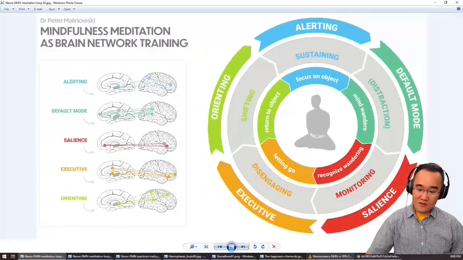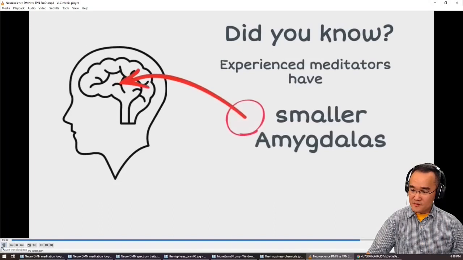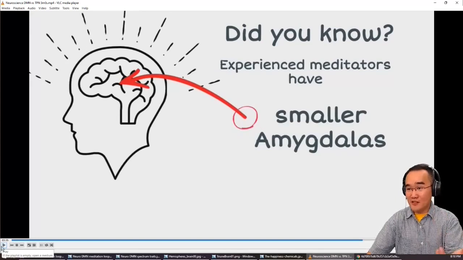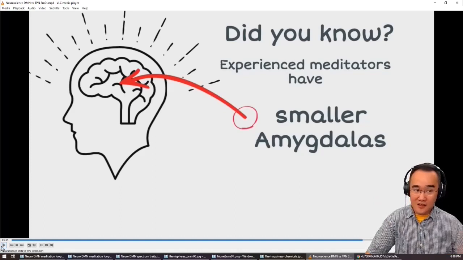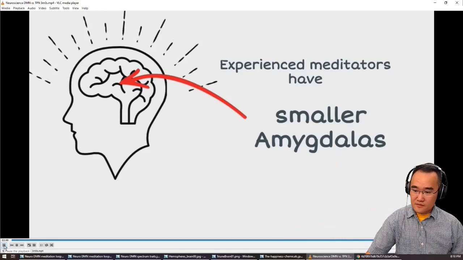A little simplified, but good enough. Experienced meditators have been found to have smaller amygdalas and more gray matter. So people who have a regular meditation practice, I think there are studies that said six weeks or a couple of weeks of meditation practice can have a significant decline of amygdala and more gray matter. The amygdala is responsible for stress. And so this change in structure of their brains means that they are able to react differently to the stresses and strains of everyday life.